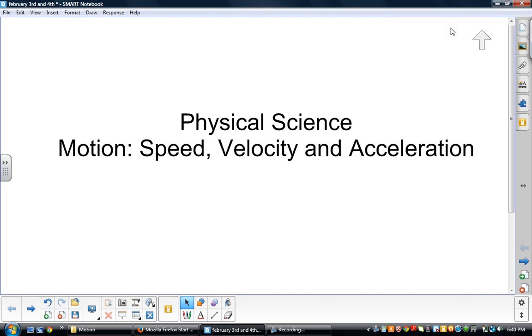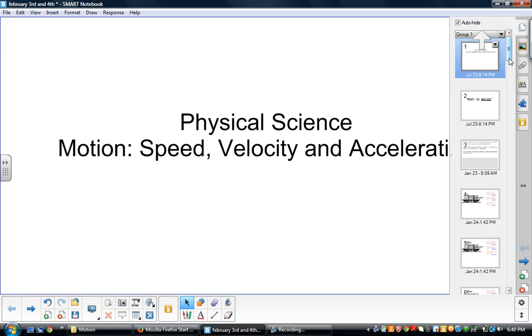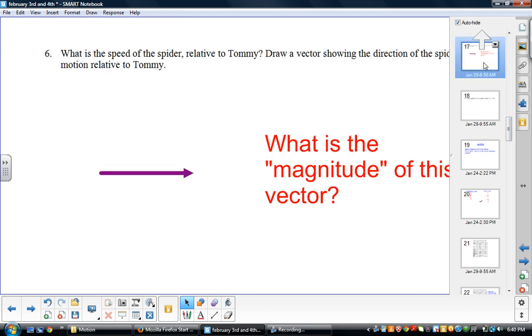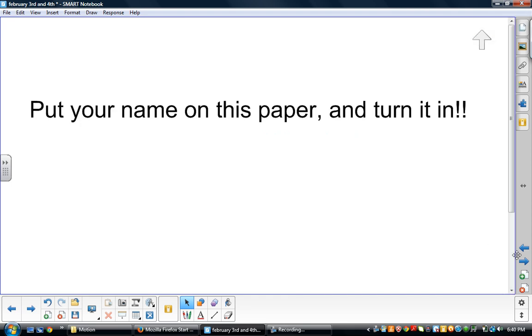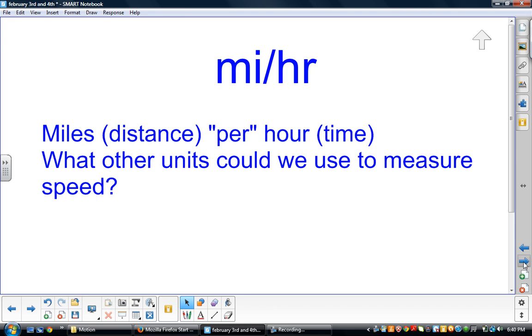Alright, this is motion, speed, velocity, and acceleration, part 2. We're going to skip ahead to where we were at the end of part 1, which is where you were doing a paper about a spider moving on a wagon relative to Tommy. And you put your name on that paper and you turned it in. And now we're moving on to part 2.